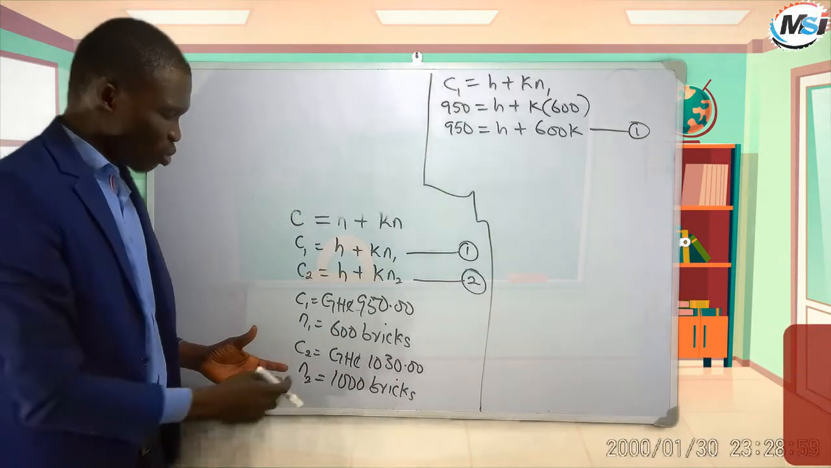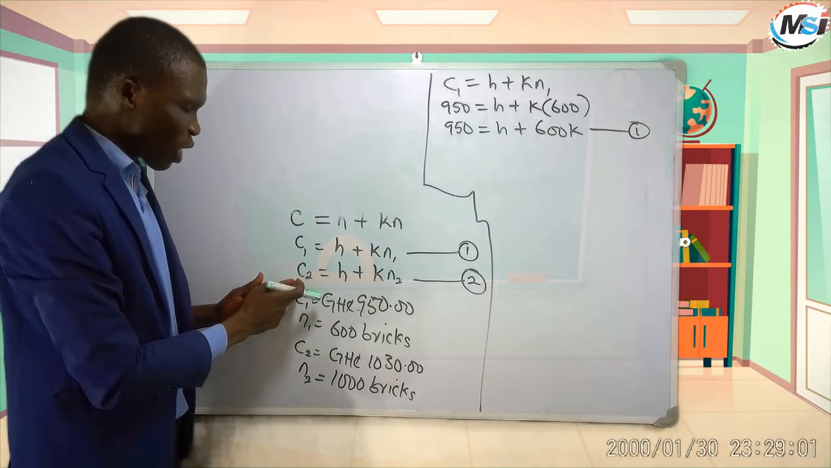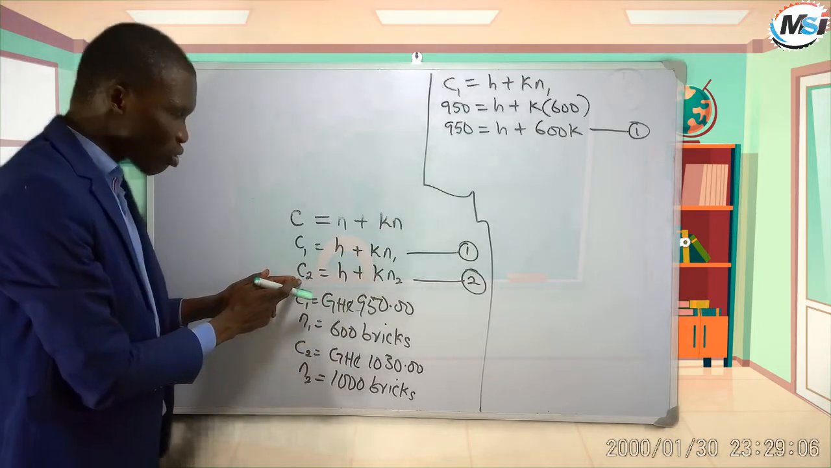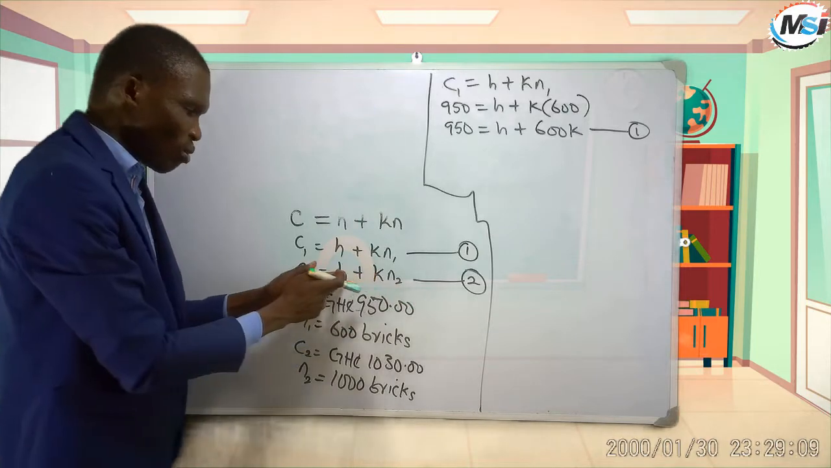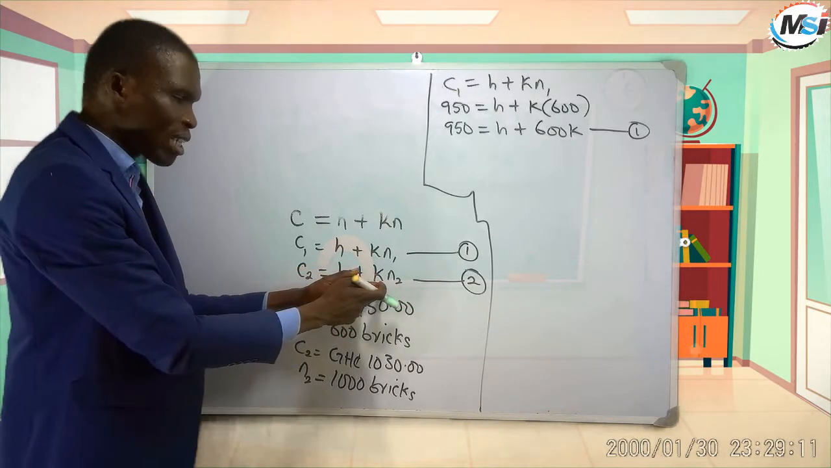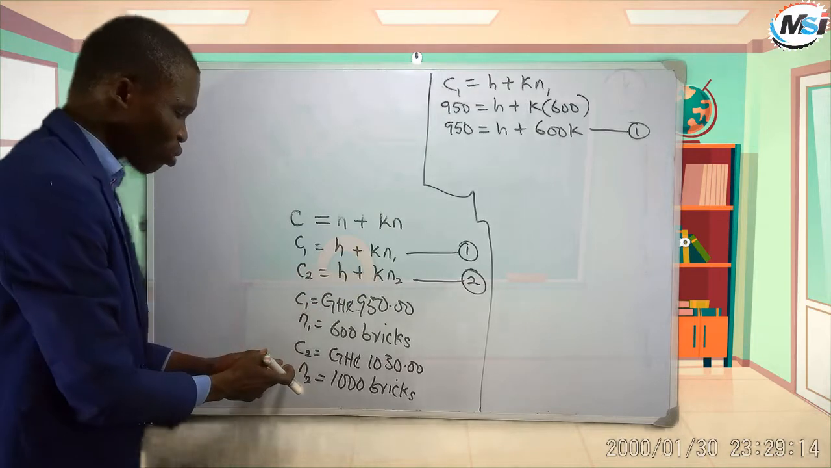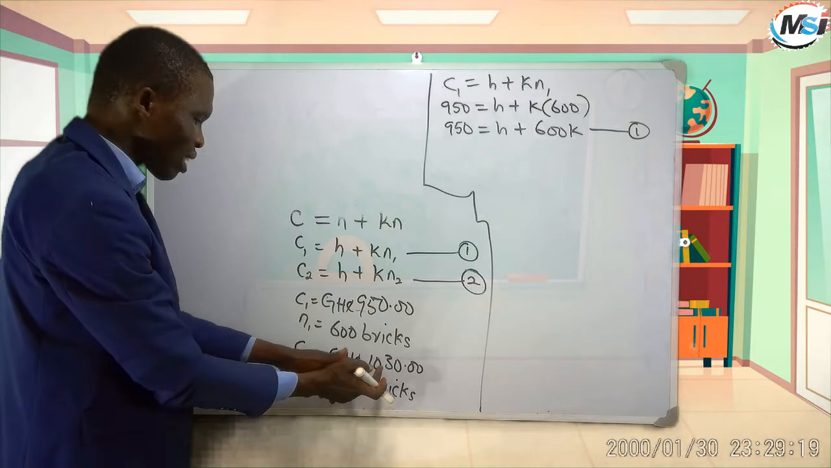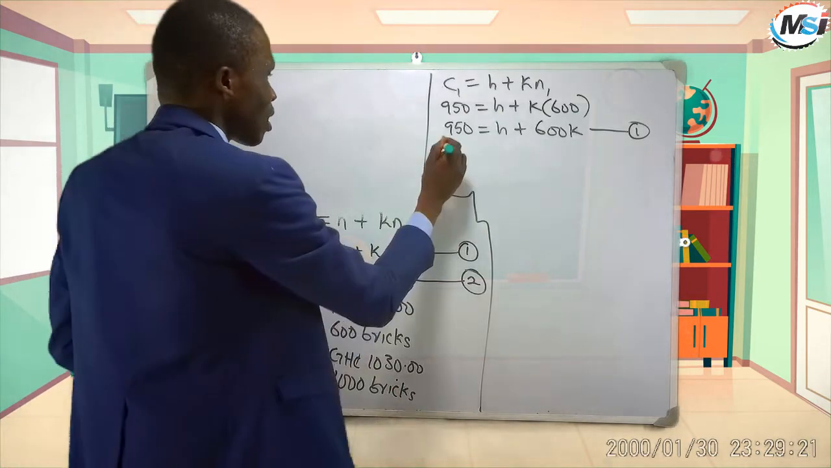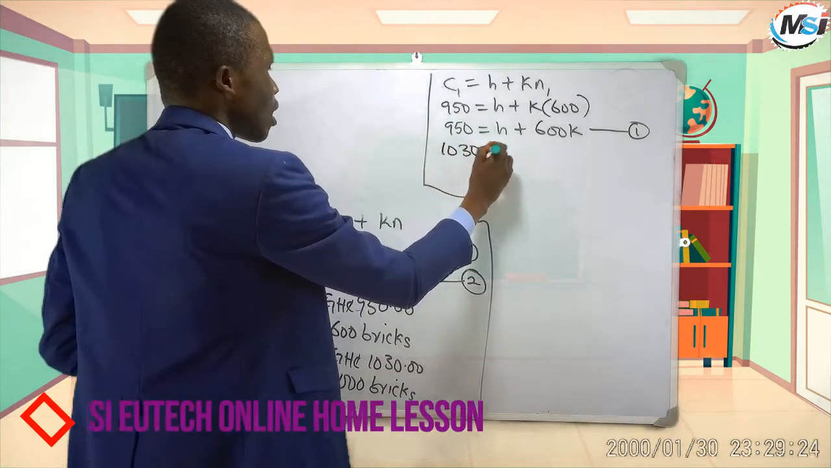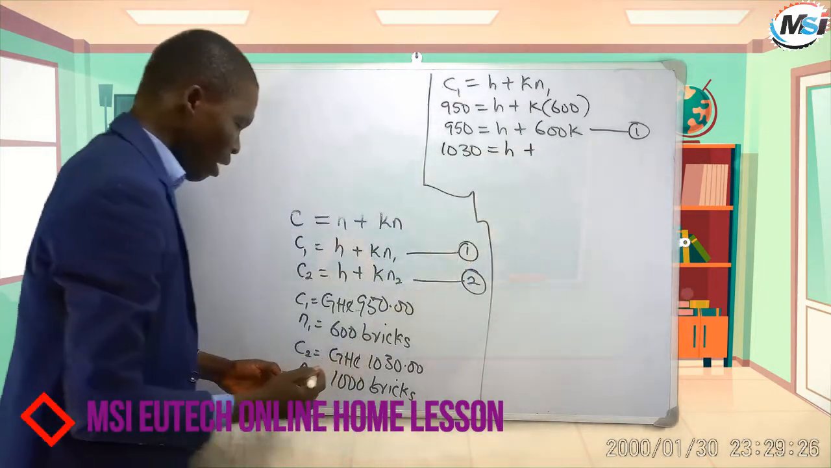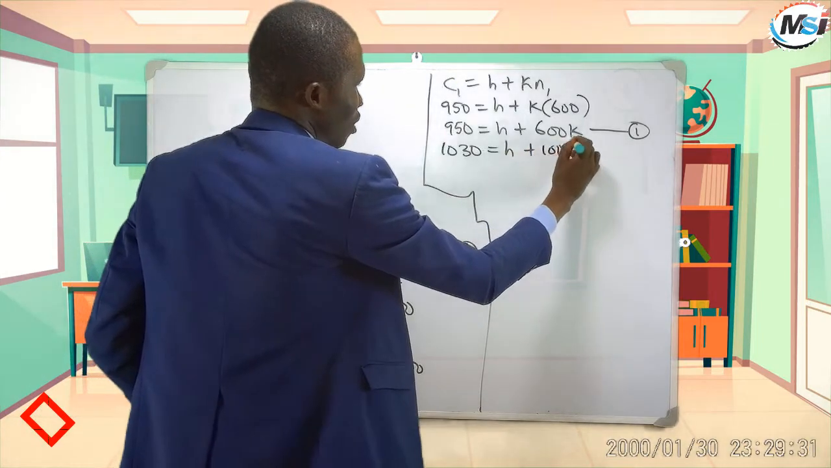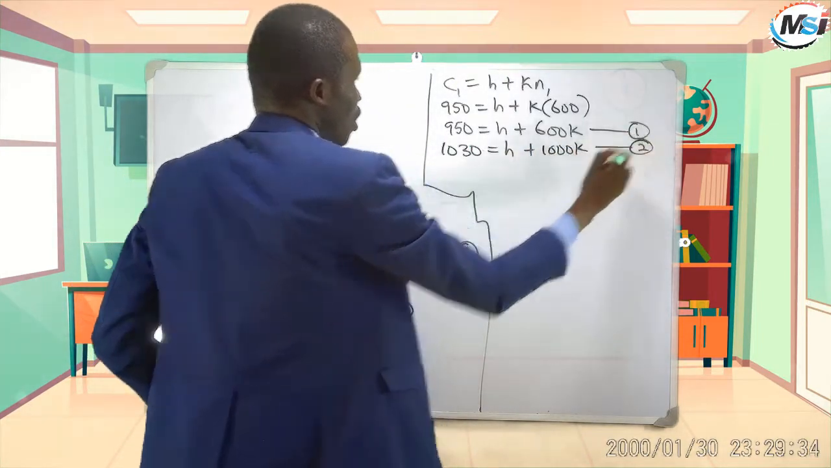Now you come back to equation 2, which we have C2 equals H plus KN2. So we look for C2 and we look for N2. Remember, H is variable and K is constant. So what we are going to use now is C2. From the question, C2 is given to us as 1030 Ghana cedis. 1030 equals H plus 1000K. This will give us equation 2.